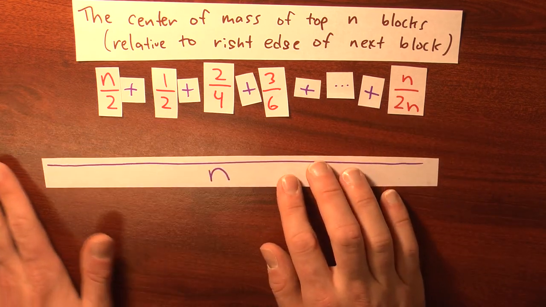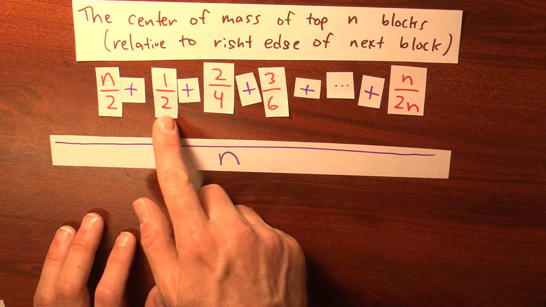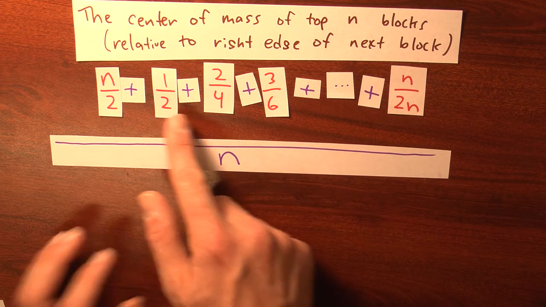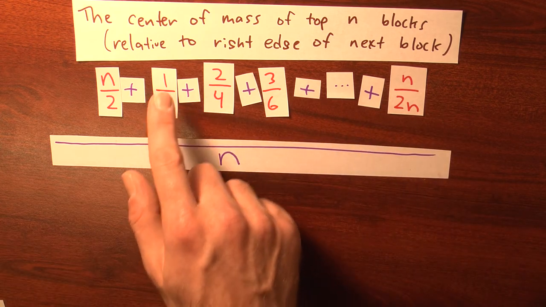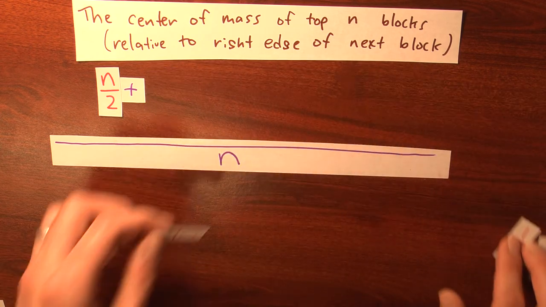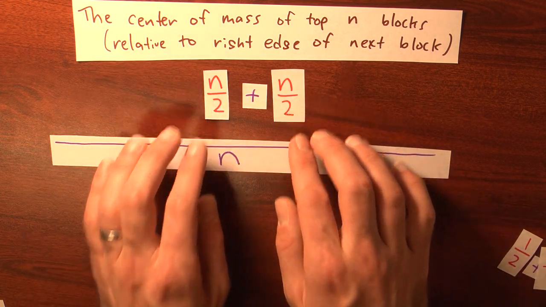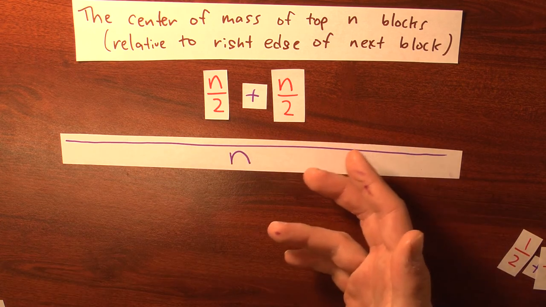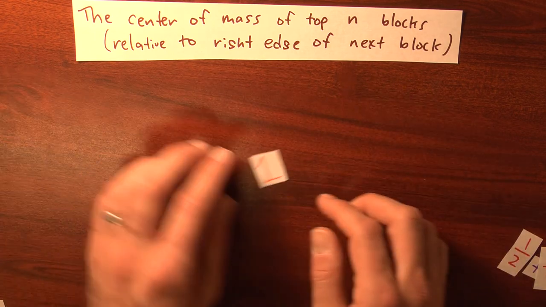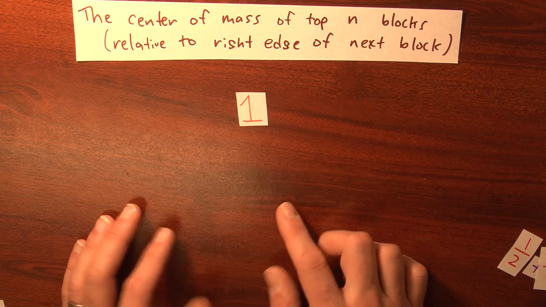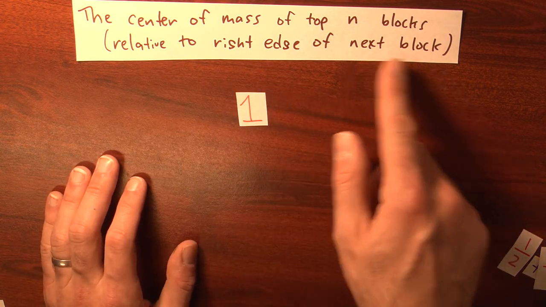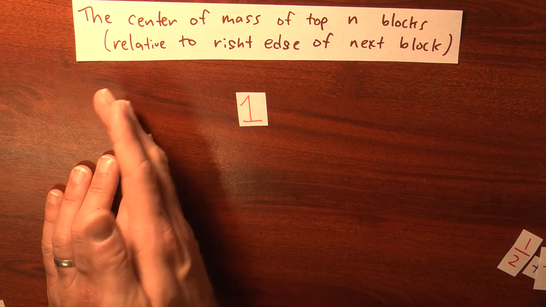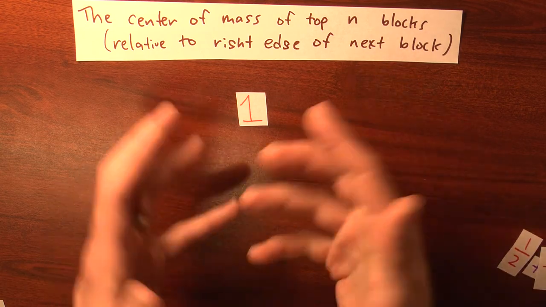So then I'm dividing this whole thing by n. Well, this is 1/2. This is also 1/2. This is 1/2. And this is 1/2. Here, I've got n halves. So instead of writing 1/2 plus 2/4 plus 3/6 and everything, I could just write n halves. So now I've got n over 2 plus n over 2 over n. Well, all together, right, that's just n over n. That's just 1. So relative to the right-hand edge of the next block, the center of mass of the top n blocks is right on the left-hand edge of the next block, which means it's stable.